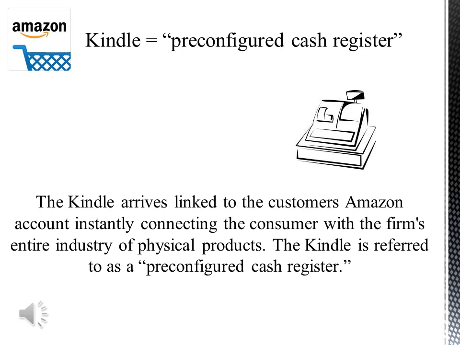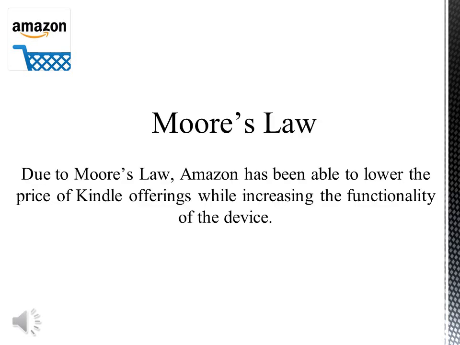The Kindle arrives linked through the customer's Amazon account, instantly connecting the consumer with the firm's entire industry of physical products. The Kindle is referred to as a pre-configured cash register. Due to Moore's Law, Amazon has been able to lower the price of Kindle offerings while increasing the functionality of the device.